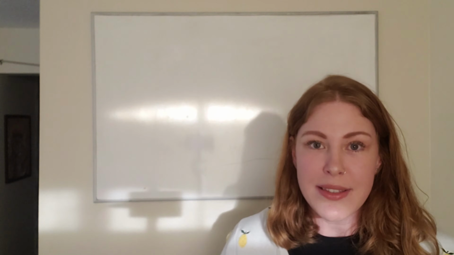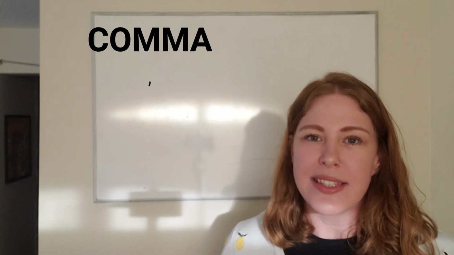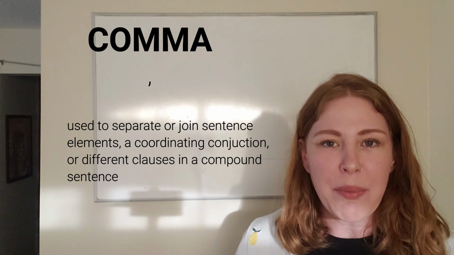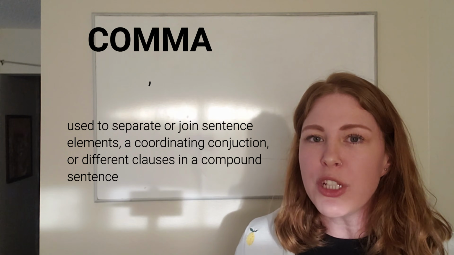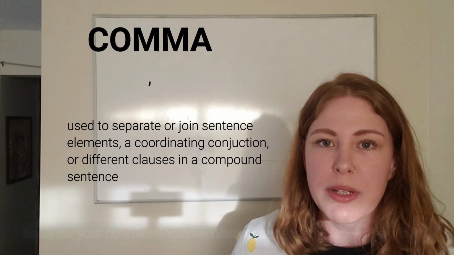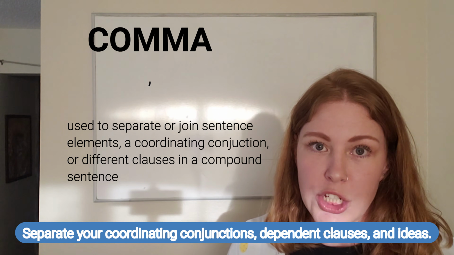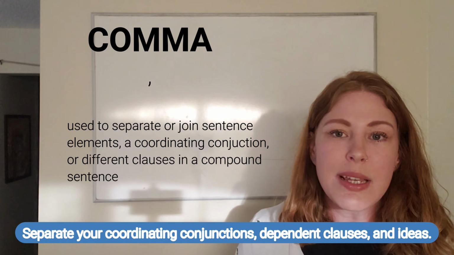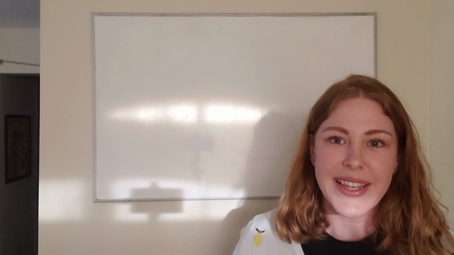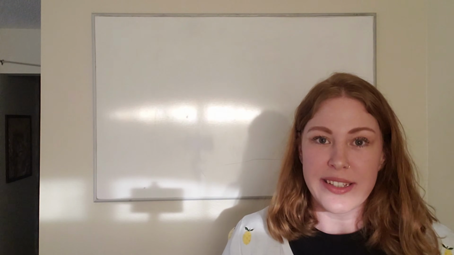First up, commas. Commas are the curved lines that you see at the bottoms of words. Commas are used to separate or join similar sentence elements. More specifically, you want to use commas to separate a coordinating conjunction, or to separate two independent clauses in a compound sentence. Next up is dashes.